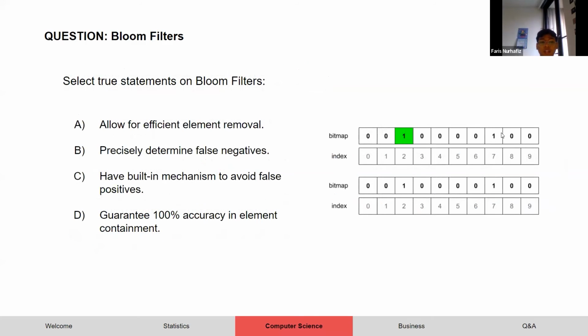Second question. Select true statements on Bloom filters. Option A, allow for efficient element removal. Option B, precisely determine false negatives. Option C, have a built-in mechanism to avoid false positives. And option D, 100% accuracy guarantee in element containment. Let's have a go for 5 seconds and think about it.